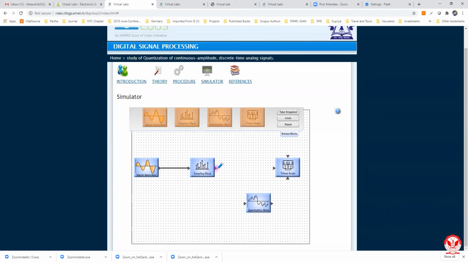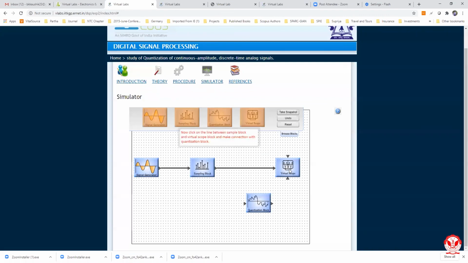Now the output of the sampling block is sent to the virtual scope directly. How will we send this signal to the virtual scope? We just select here. Again, we drag and the cursor becomes pen type. And we click here and proceed along these lines. We find in between the circle is bluish. As it approaches the port, it becomes reddish. So when it approaches the port, it becomes red, just click here. Now the sampling block and virtual scope are both connected.